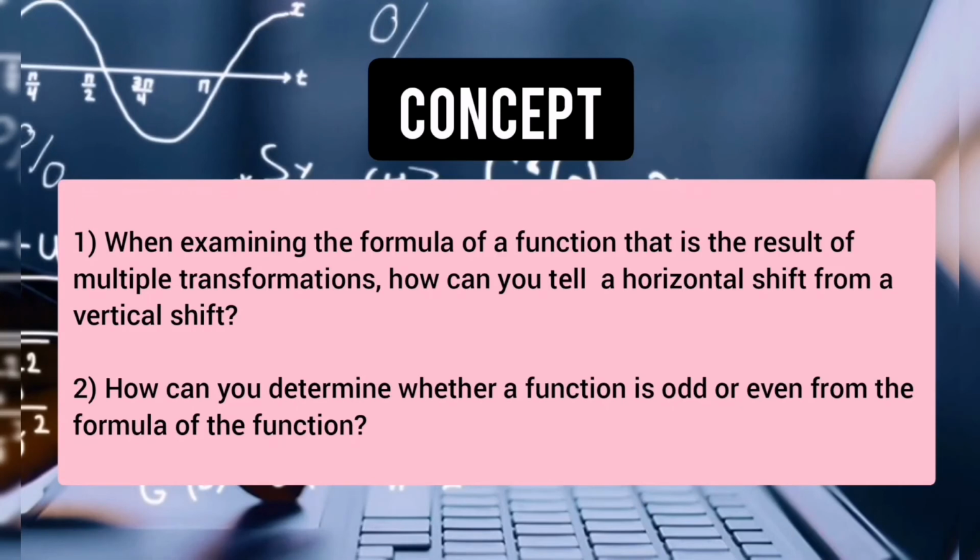First, we're using a concept. For question number 1, when examining the formula of a function that is the result of multiple transformations, how can you tell a horizontal shift from a vertical shift? Question 2, how can you determine whether a function is odd or even from the formula of the function?